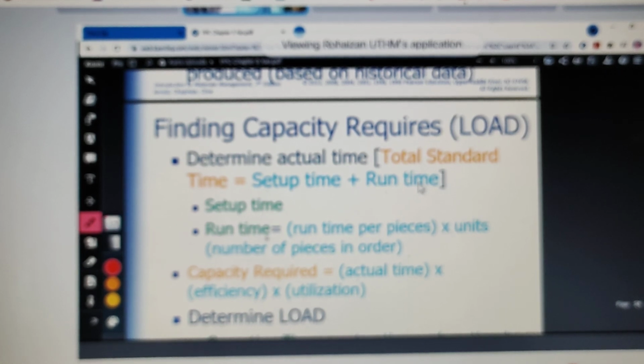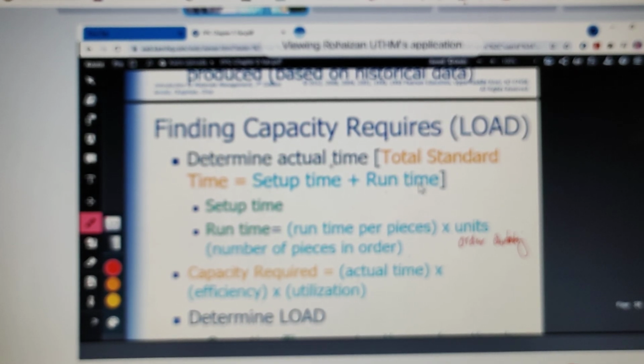This information comes from the routing file just now. Remember, we had setup time and run time. However, for run time, to determine the actual time, we need to multiply by the units or order quantity, the number of pieces in the order. Then we add the setup time, and then we get the actual time.